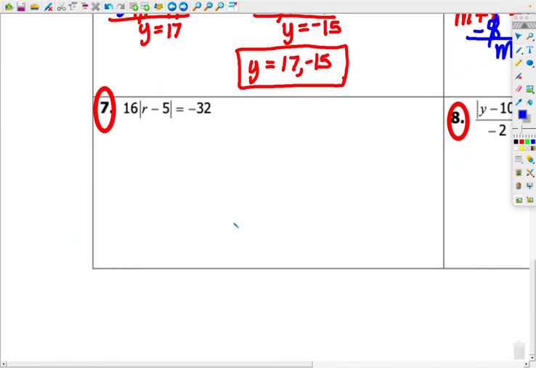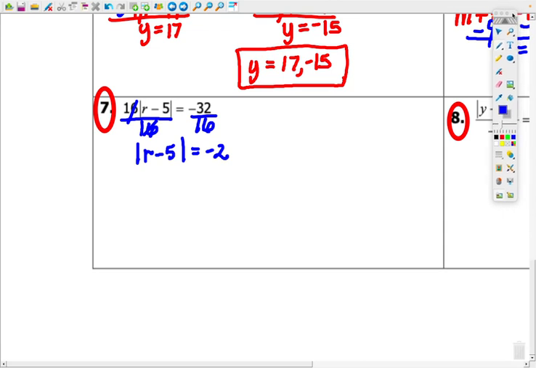Alright, so for number 7, once more, like number 6, you see that you have an equation that's not isolated. On this side, the bars are not alone. So I'm going to have to divide by 16. When you do so, you now have the absolute value of r minus 5 equal to a negative 2. Normally at this point, we would set it equal to two cases. But if you'll notice something this time, you have a negative number already here.